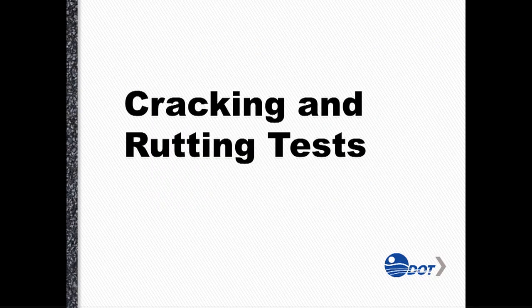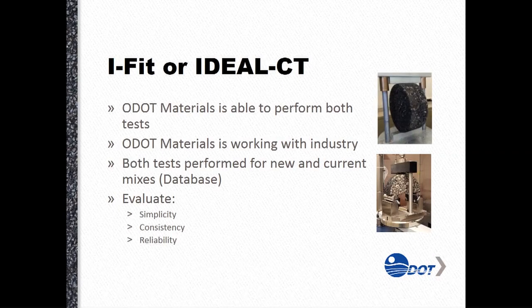Okay, the testing of the asphalt is where we're really going to start and get going. Right now, we are using the I-FIT, developed in Illinois, for a cracking test. And you can see that the Illinois test is on the bottom, the IDEAL test is on the top. It takes a slab, we cut it in half, and we notch it and we load it. We look at the area underneath the curve of the breaking. So we're able to perform both tests right now.